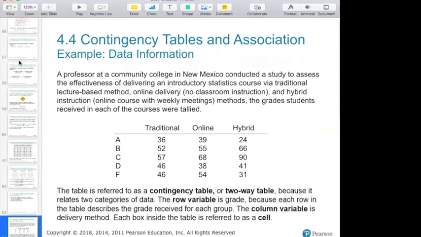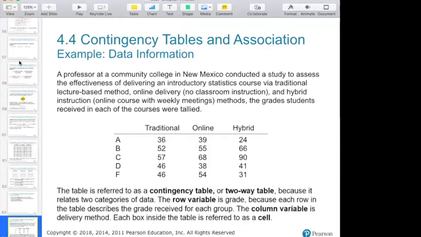So we've got a row variable. In this case, it's a grade that's being represented, A, B, C, D, and F. And then we also have a column variable, and in this case, it's the way you take the class. So this is an interesting example for this point in time. We've got the traditional delivery, so in the classroom, the online delivery, and then the hybrid delivery, so a combination of the 2. And we're looking at the way the grade distribution is related to these different delivery methods.